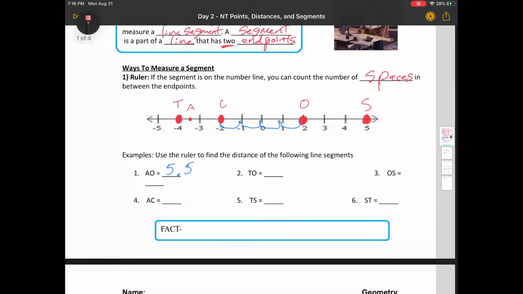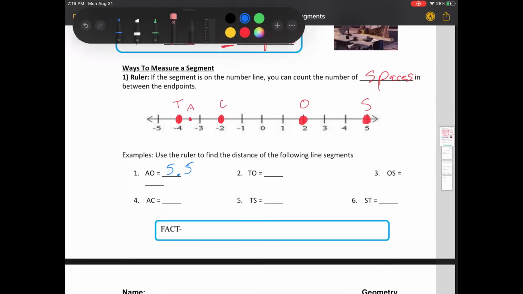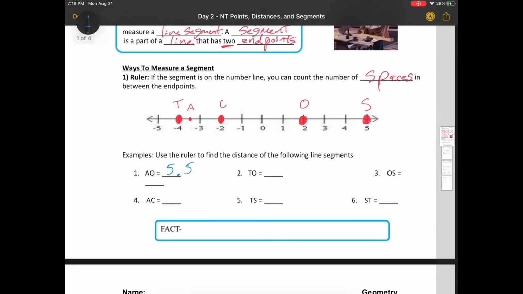So all we're doing here, once again, is we're just counting the spaces between the numbers, or the endpoints, sorry. So let's look at now TO. Here are our endpoints, segment TO. We would go ahead and count. From T to O, we have 1, 2, 3, 4, 5, and 6. So that would be 6.